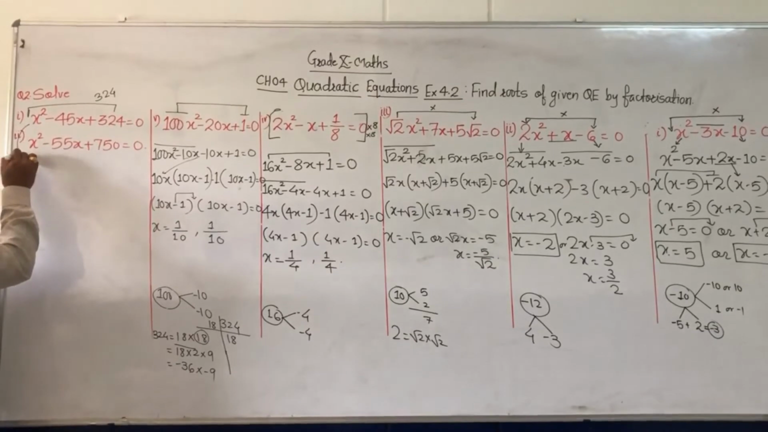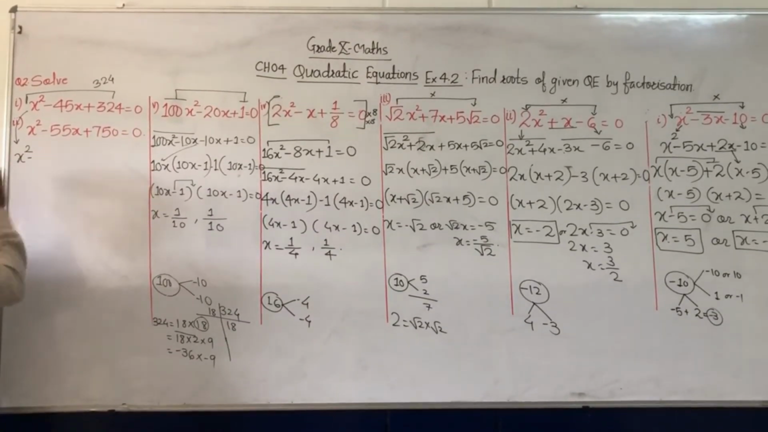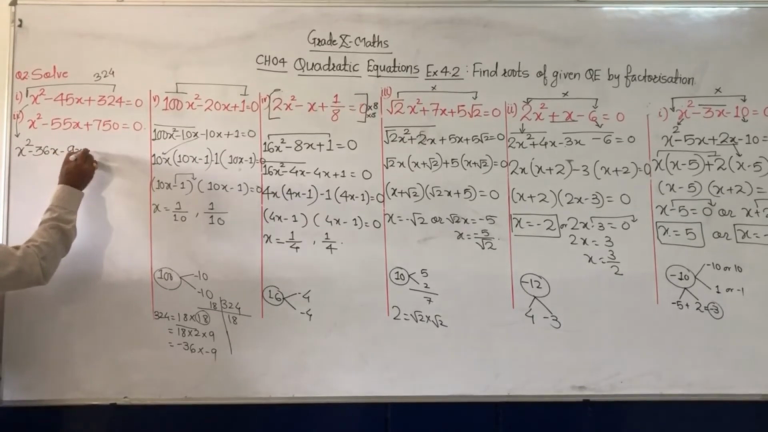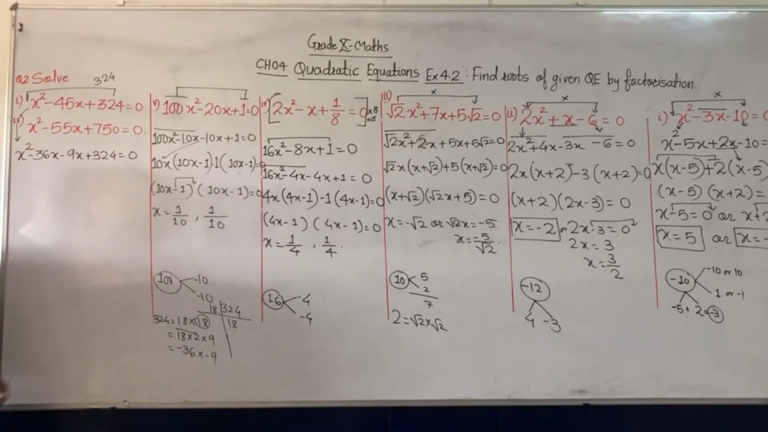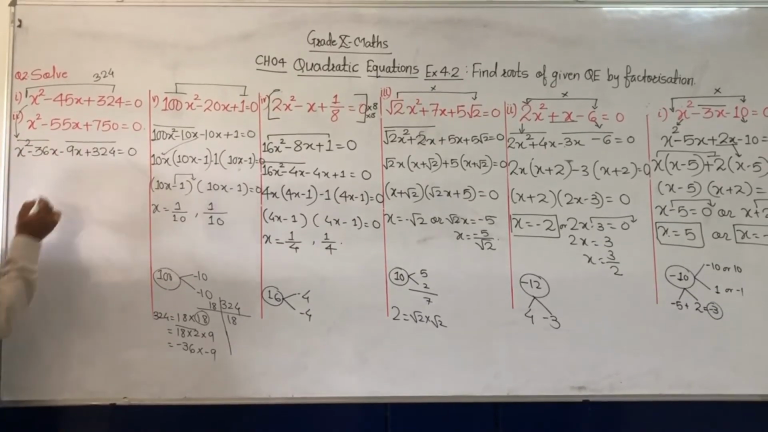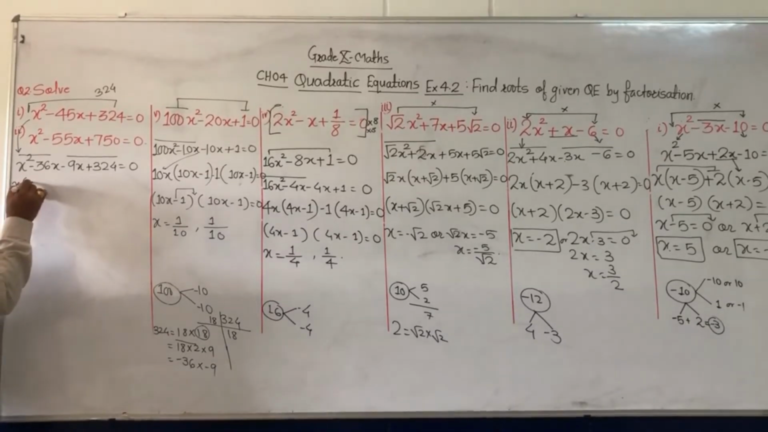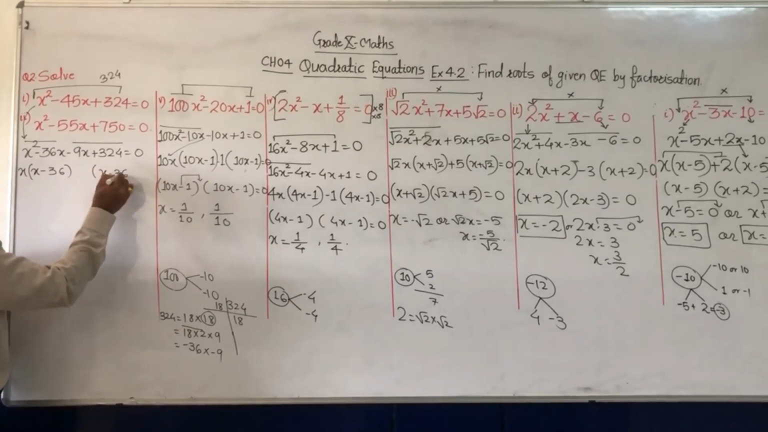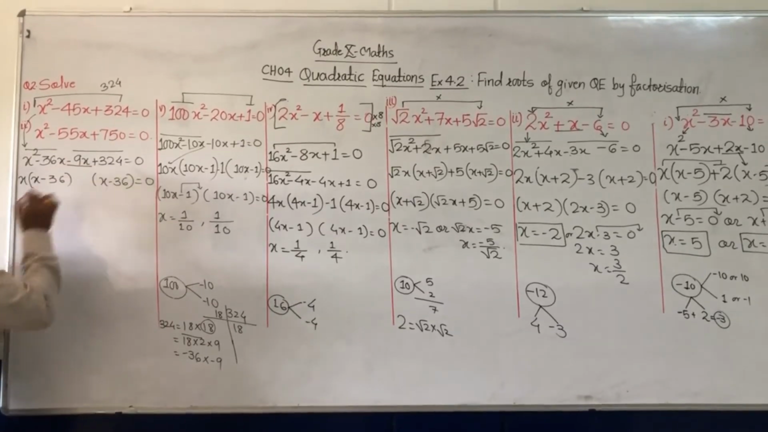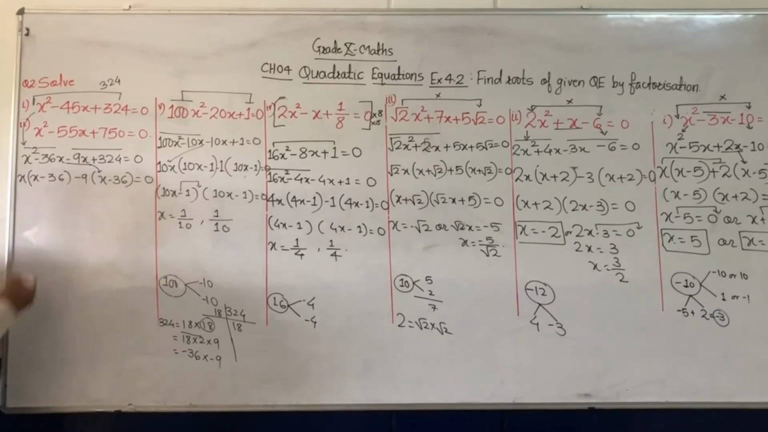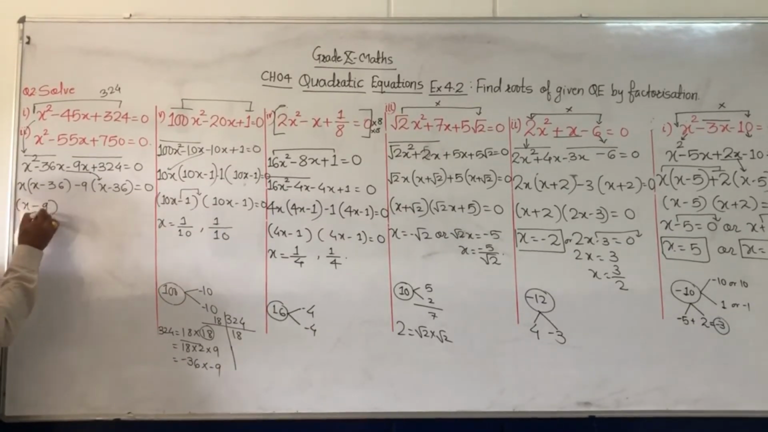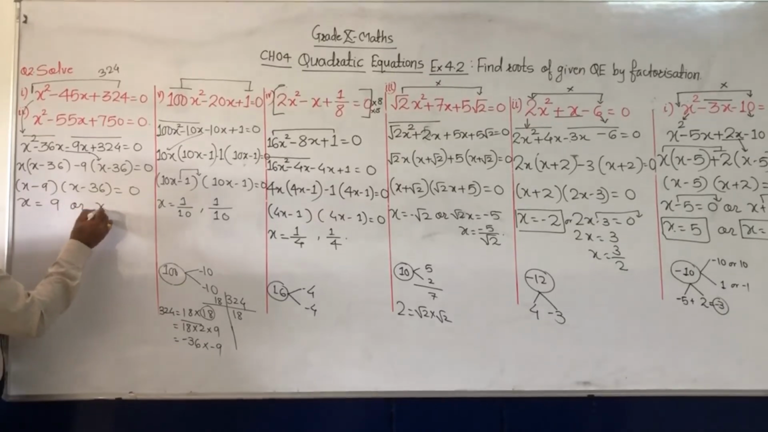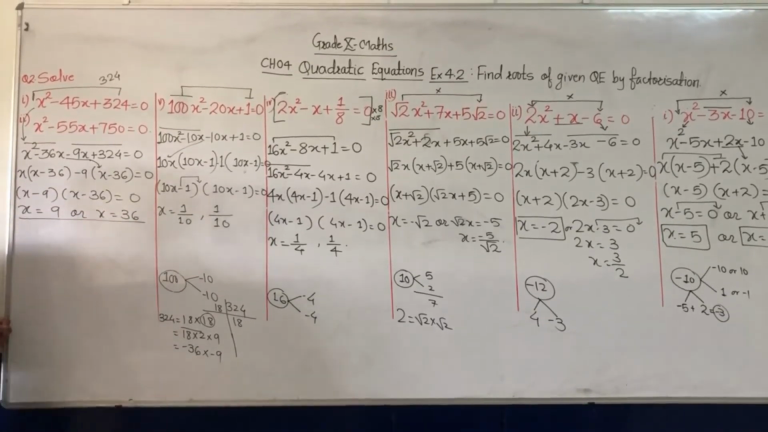So again for this sum, the first term remains as it is, then the second term breaks in the form of x square minus 36x minus 9x plus 324 is equal to 0. Then common from these two, common from these two. The common bracket will be x minus 36, as I told you, the same will repeat again. What is left is minus 9. So x minus 9 and x minus 36 is equal to 0. So obviously x is equal to 9 or x is equal to 36. These are the answers.